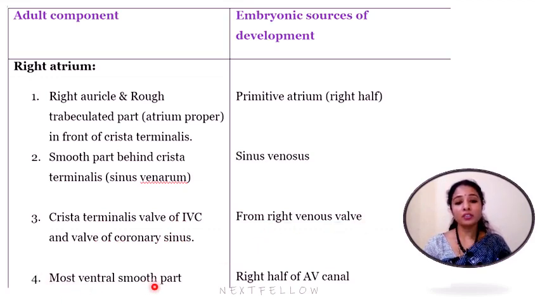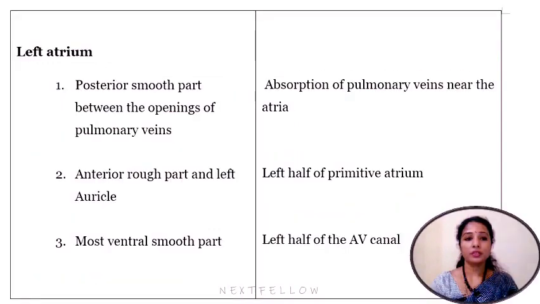These three components are from right venous valve. And most ventral smooth part is from right half of atrioventricular canal. So these are the adult components and embryonic derivatives. That was about the right atrium. Left atrium, posterior smooth part, that is between the openings of pulmonary veins, is absorption of pulmonary veins near atria, and anterior rough part and left auricle derived from the left half of primitive atrium. Most ventral smooth part is from left half of atrioventricular canal.